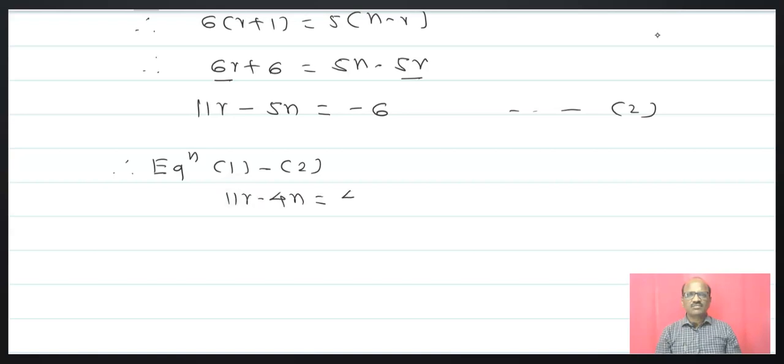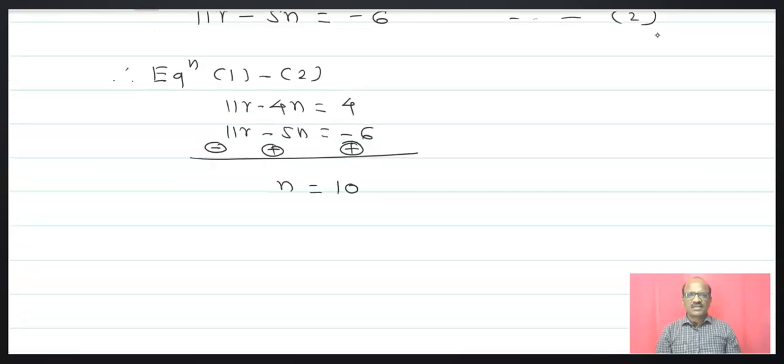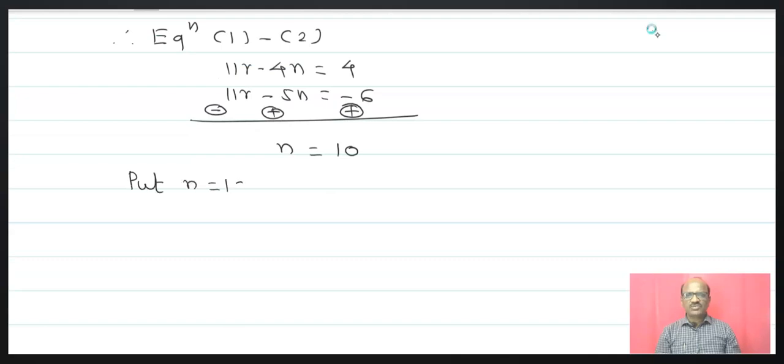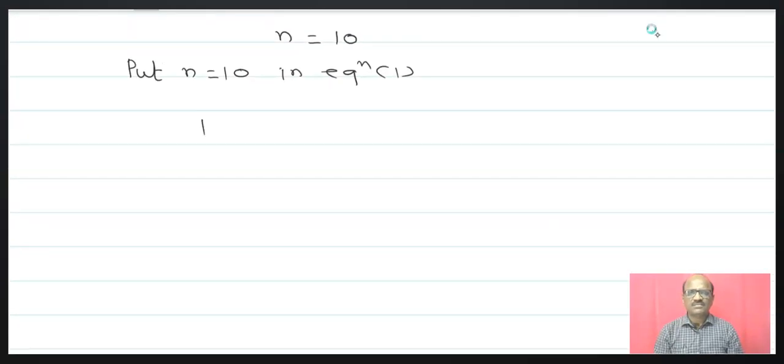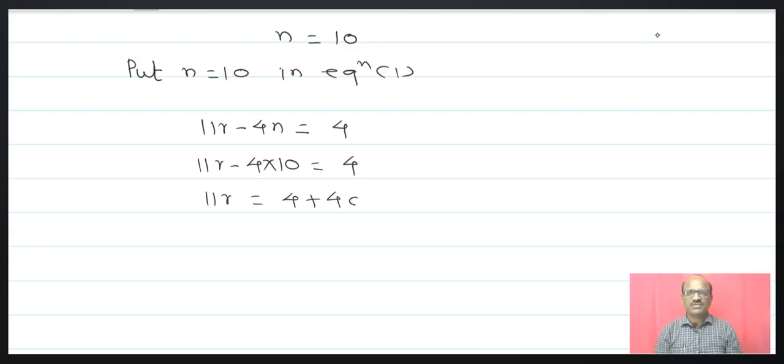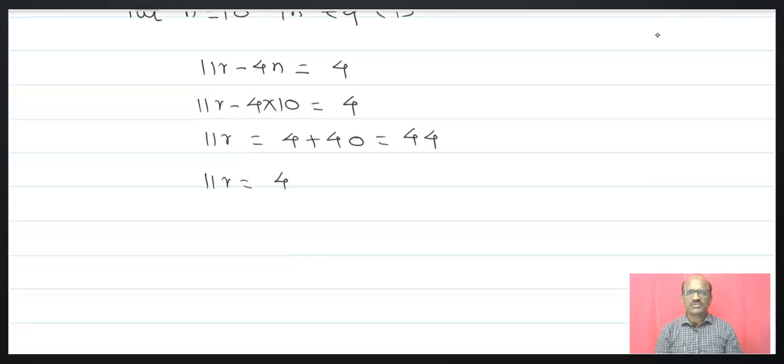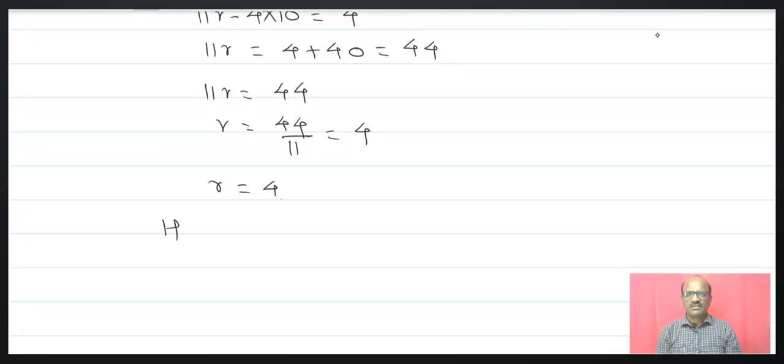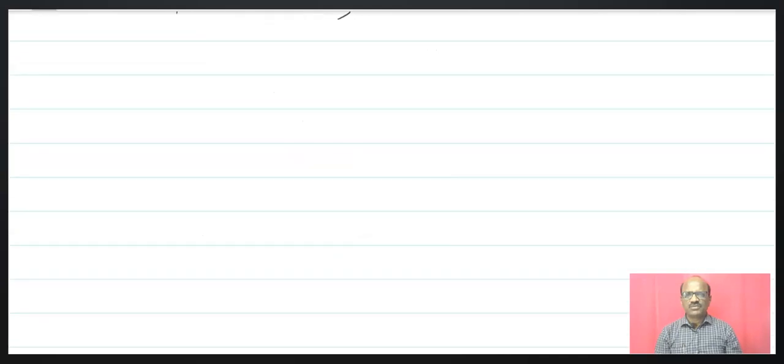That is 11r minus 4n is equal to 4, and 11r minus 5n is equal to minus 6. These two get cancelled. That is n is equal to 10. Put n is equal to 10 in equation 1. That is 11r minus 4n is equal to 4, n is equal to 10, that is 40. Therefore 11r is equal to 40 plus 4, that is 44. Therefore r is equal to 4. Hence n is equal to 10 and r is equal to 4.